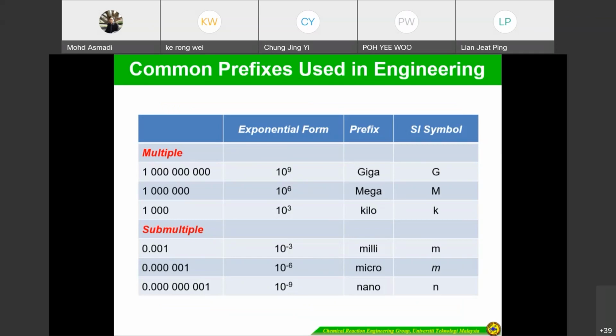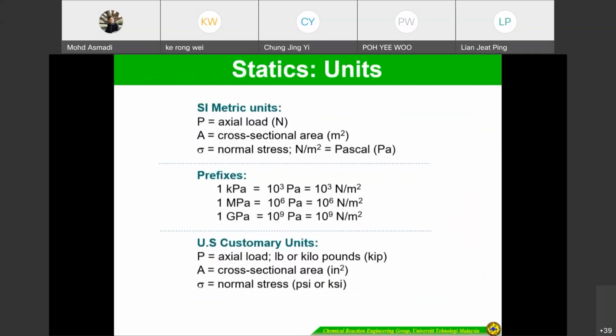I think you use these not only in statics and materials engineering, but also in mass and energy balance. I think you are familiar with these units, right? P is the axial load, A is the cross-sectional area, and sigma is the normal stress. That is the general unit that we use. SI unit for load is newtons, A is square meter, and Pascal for the normal stress.